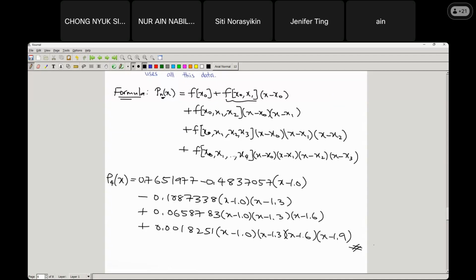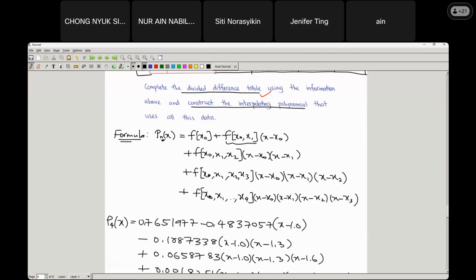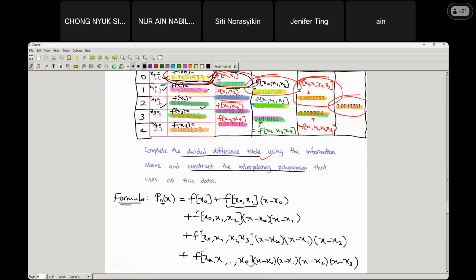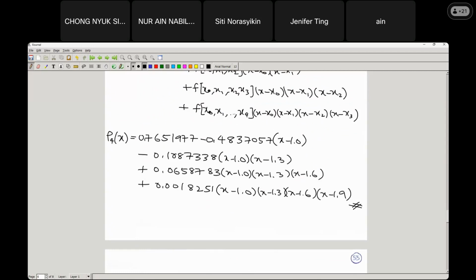Okay, if the question asks you to simplify, you need to simplify. But if the question does not ask you to simplify, you do not need to. So this will be your answer. Just leave your answer like that. Like this will be good enough, unless the question asks you to simplify. If you simplify, you need to solve this factorization.